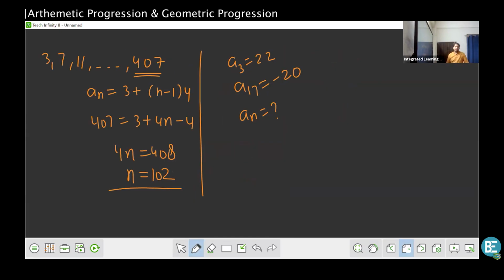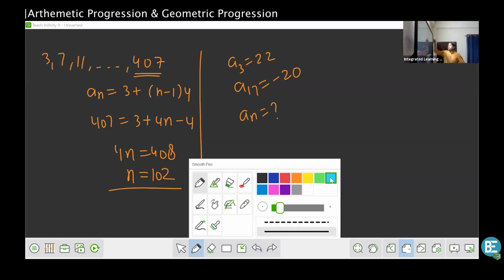When two terms of an AP are given, you can find anything about the AP. The answer is 31 minus n? No, it won't be minus n. You can check yourself: if it is 31 minus n, and you put n is equal to 3, you will get 28, not 22. You can cross check your answer. I guess you made some silly mistake. Let me do it again.